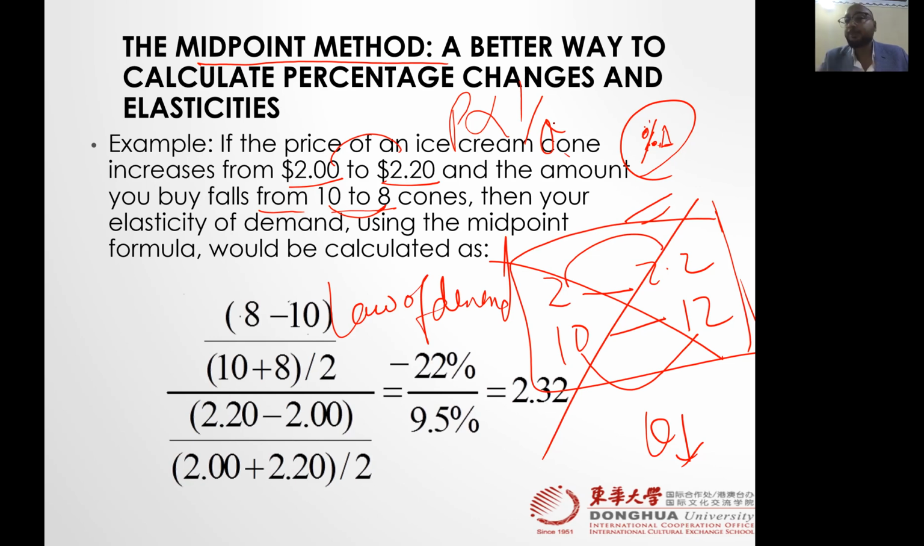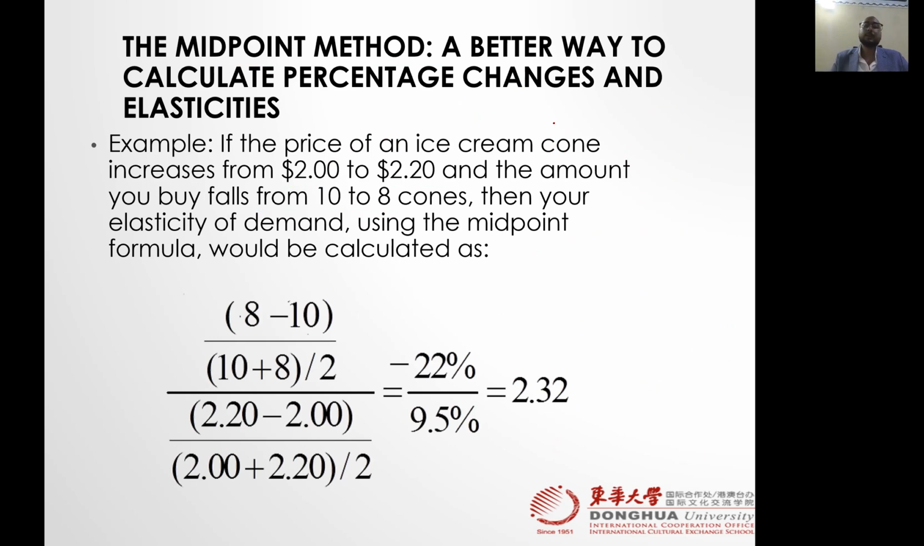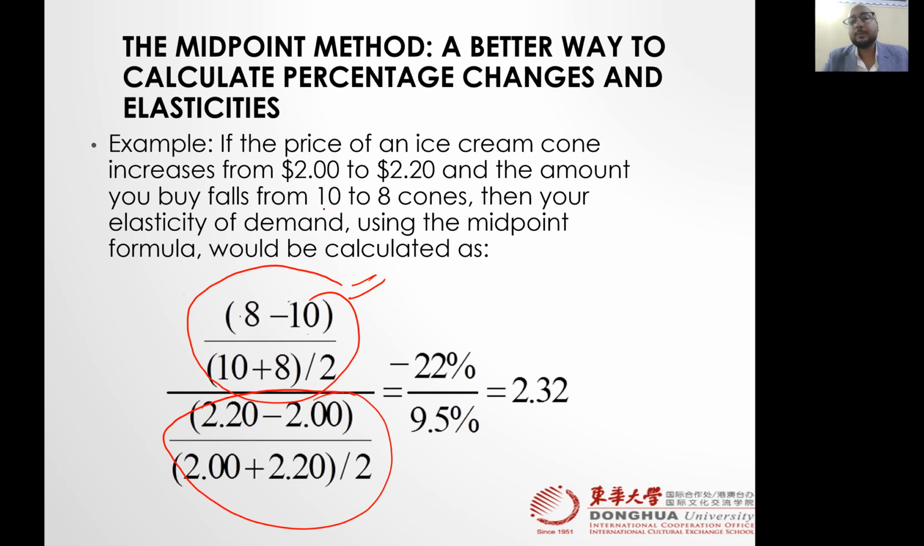Price increase, quantity decrease. So same, percentage change in quantity divided by percentage change in price. So we have quantity from 10 to 8, which means new value 8, old value 10. 8 minus 10 divided by midpoint. Price new 2.2, 2.2 minus 2 divided by midpoint. Answer is, so you see, here is minus, but they didn't put minus here. This is the book example from your reading material, right? So this is absolute 2.2.